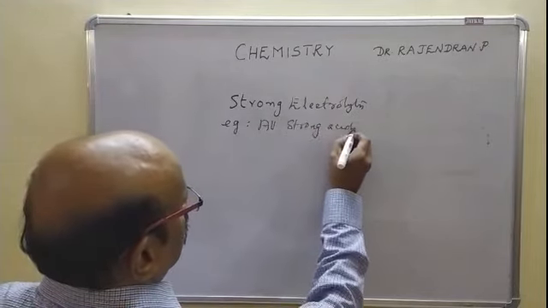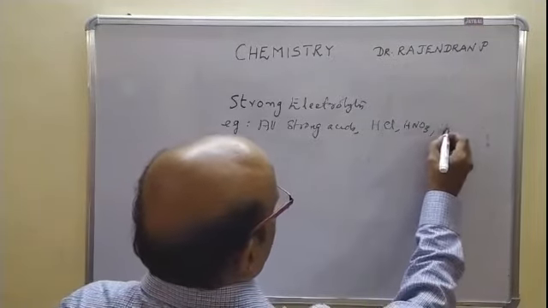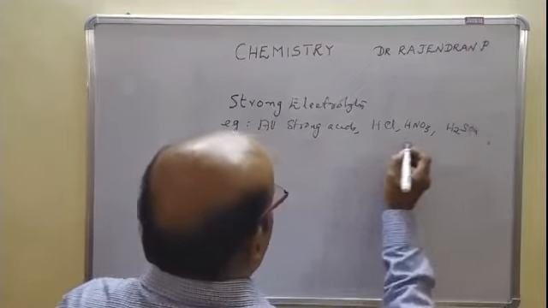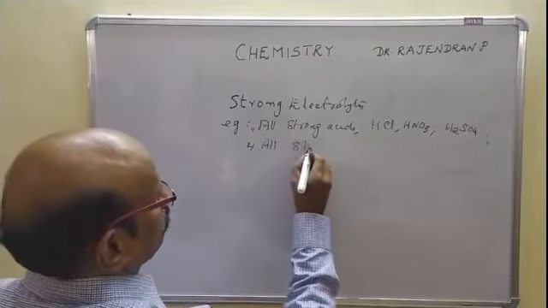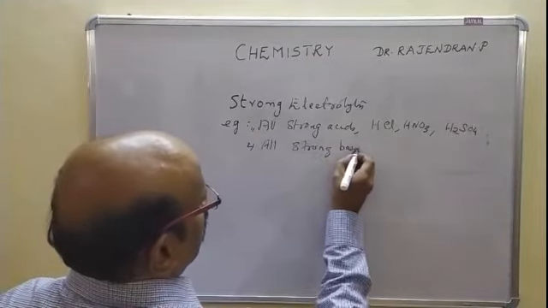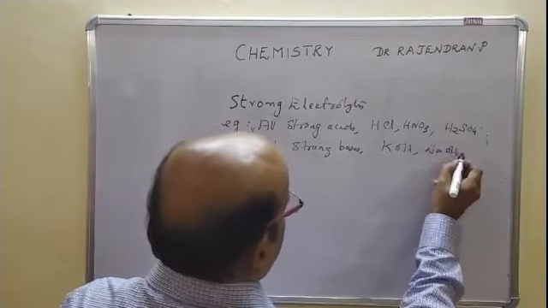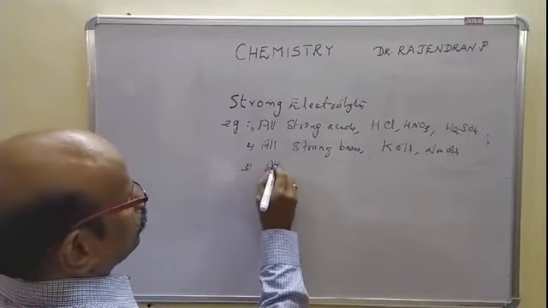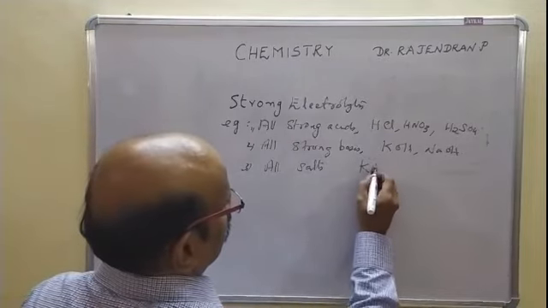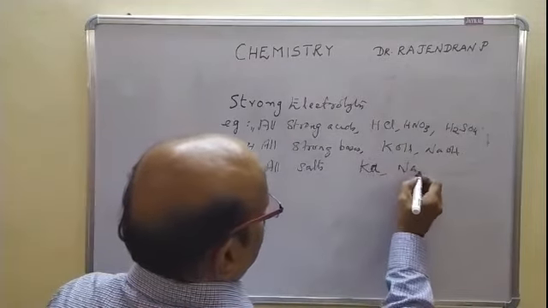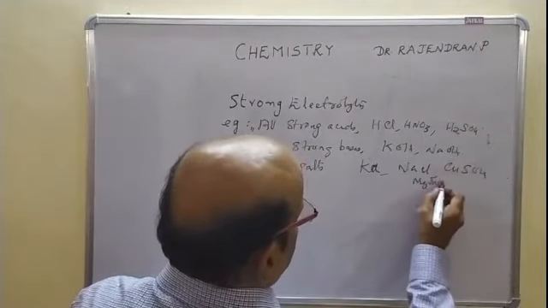You are familiar with them: HCl, HNO3, H2SO4, all inorganic acids. Two, all strong bases like alkalis, KOH, NaOH, etc. And three, all salts. Example, KCl, NaCl, CuSO4. All salts come under this category.